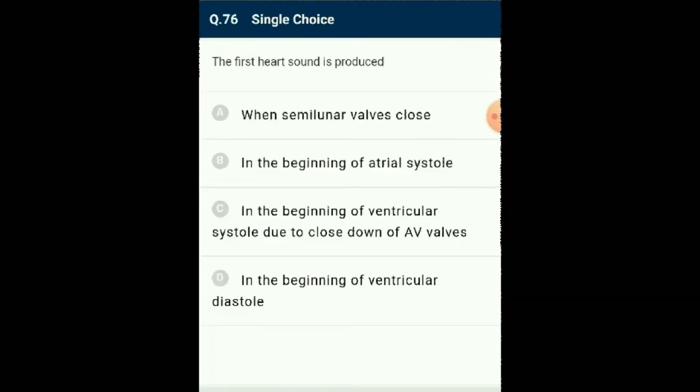Question number 76. The first heart sound is produced when? During each cardiac cycle, two prominent sounds are produced which can be easily heard through a stethoscope. These are known as heart sounds. The openings between the atria and ventricles are guarded by atrioventricular valves. The atrioventricular valve between the right atrium and right ventricle has three flaps or cusps and is therefore called the tricuspid valve. So the answer for this question is: in the beginning of ventricular systole, due to closure of the AV valves, that is atrioventricular valves. So the correct option is option C.